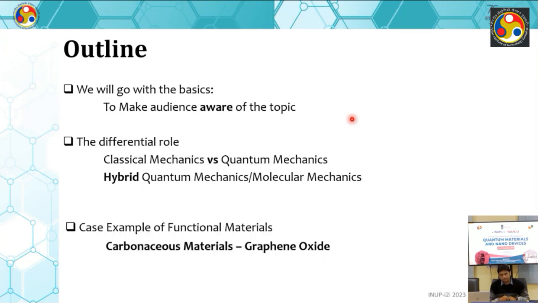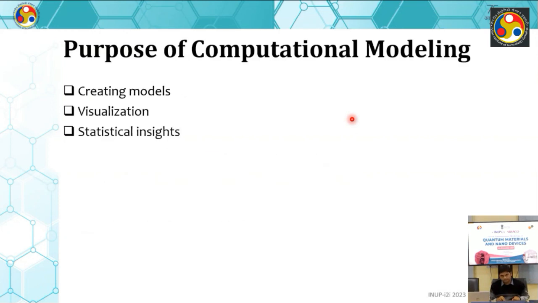With this, we will also discuss one case example of carbonaceous material, in which we will talk about graphene oxide. And we will see how the simulations are helpful in assigning the experimental spectra. So, as I said, the first topic will be on making the topic aware to the general audience.